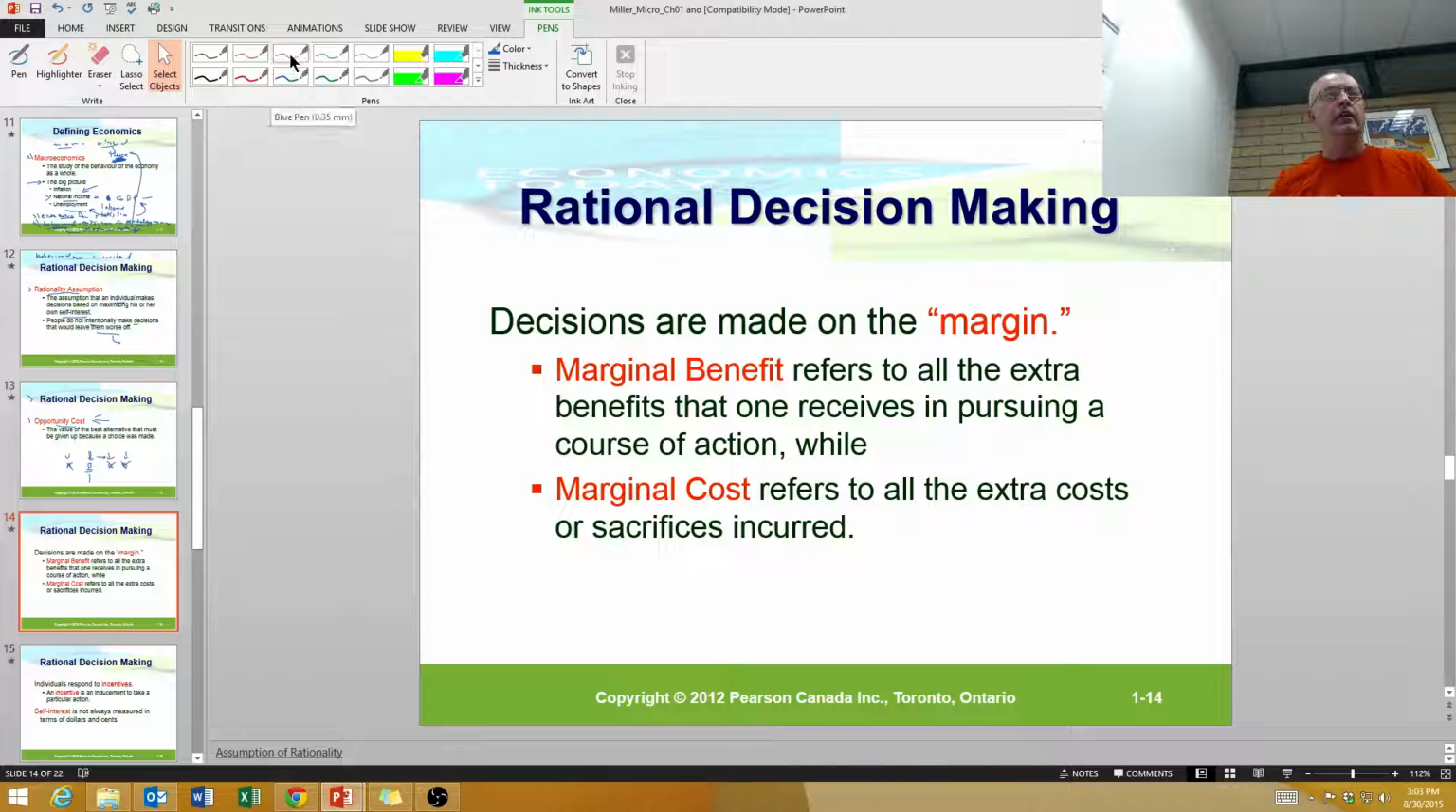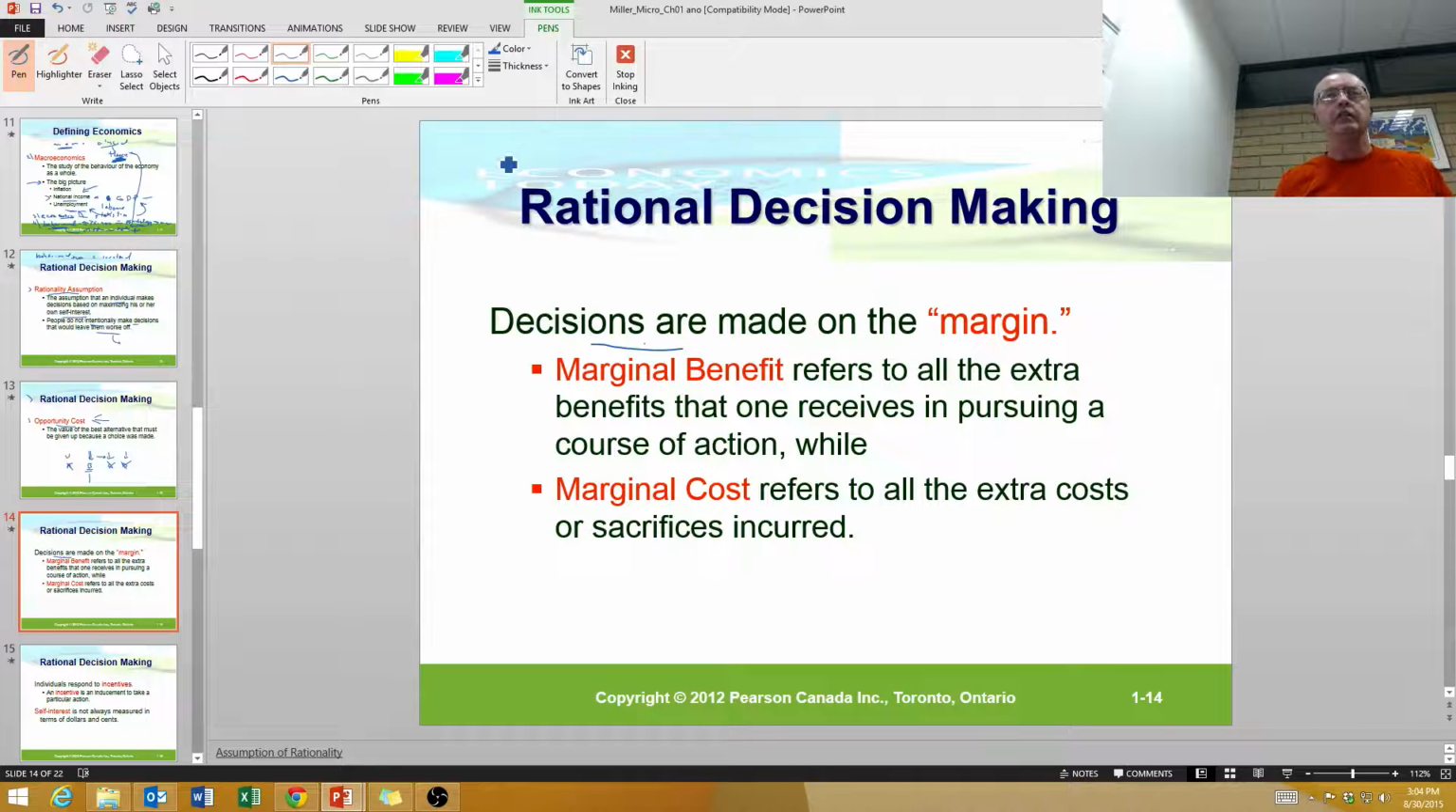key assumption of economics, and I have to admit I don't quite like the way the author words this. It says decisions are made on the margin. So when we're talking about the decisions here, we're talking about the decisions made by households selling factors of production to businesses, or we're talking about the businesses themselves, the firms making decisions to buy resources from the households, or we're talking about consumers making decisions between different alternatives. It says decisions are made at the margin.